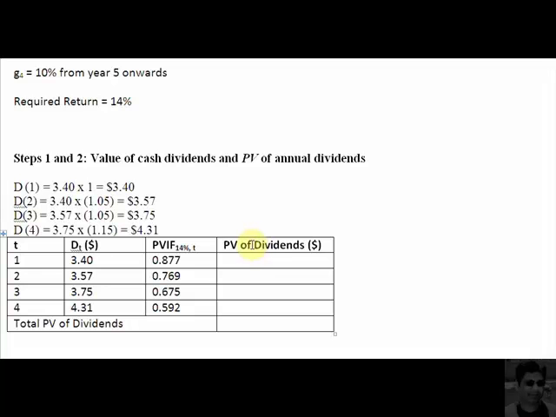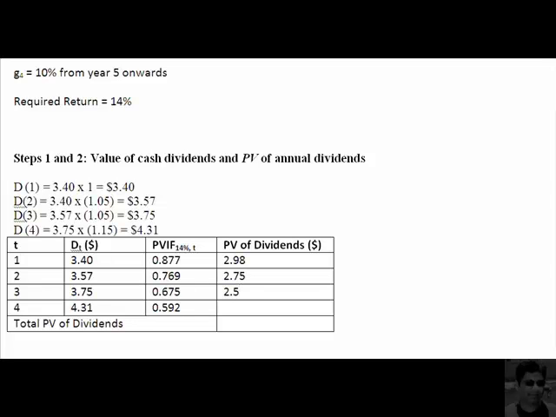Now we have this column to fill. This column here is the product of the previous two columns, this one here and this one here. So the value in this cell is going to be $3.40 multiplied by 0.877, and that product is going to give you $2.98. The next product will be $2.75. Let's also fill in the remaining two cells.